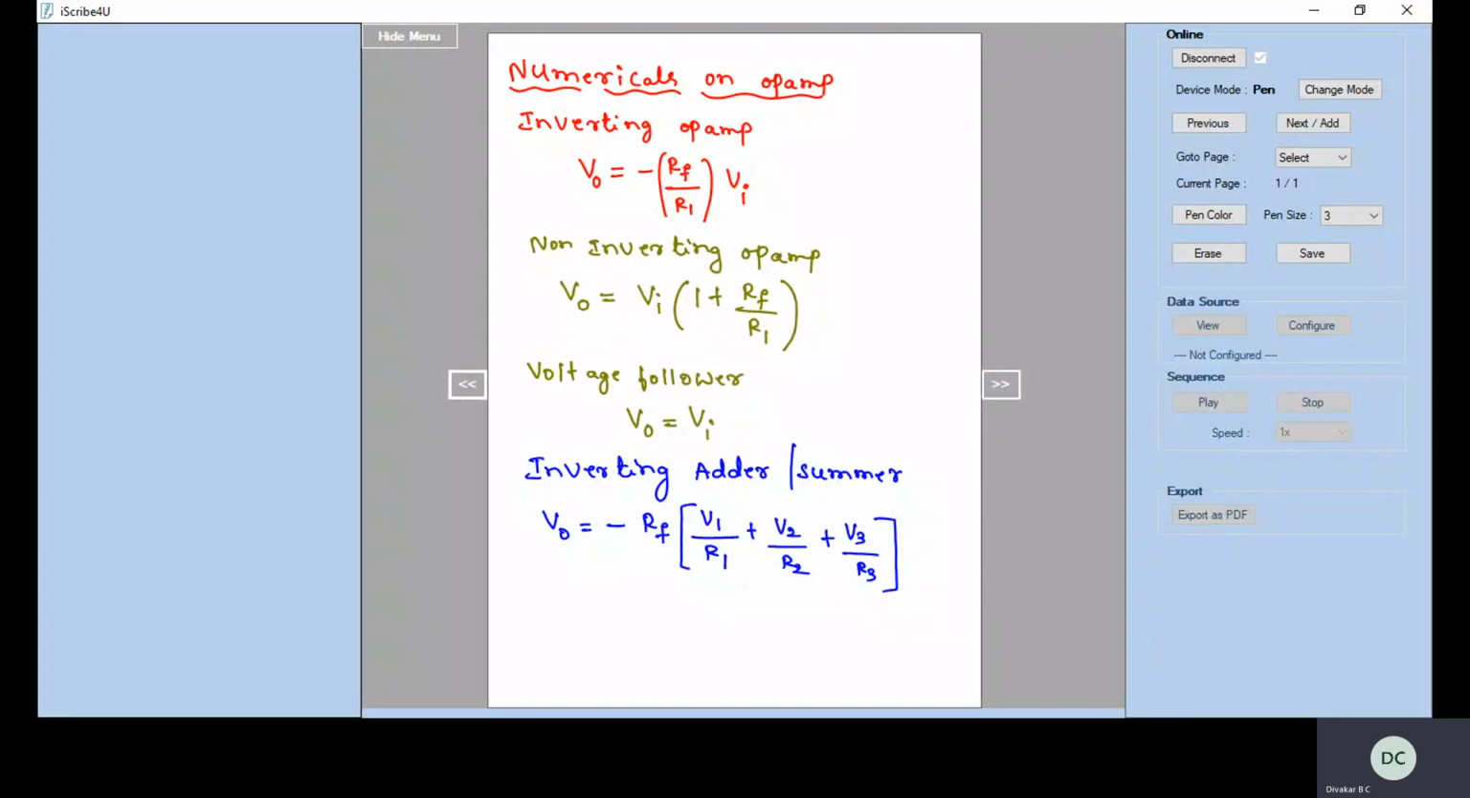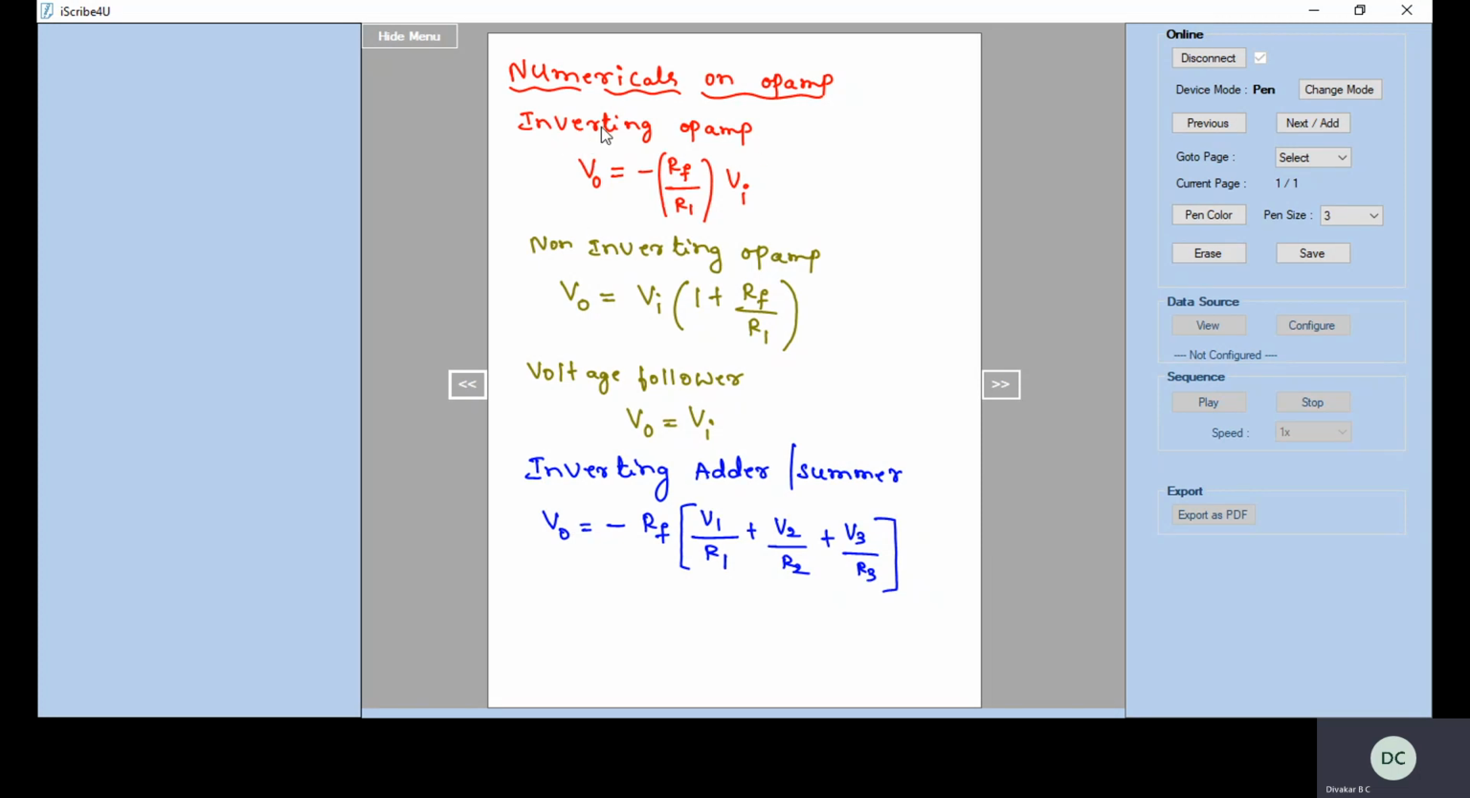Today's class, we will solve the numericals on operational amplifier. So as we have discussed, some of the applications of an operational amplifier are inverting operational amplifier, non-inverting operational amplifier, voltage follower, integrator, differentiator, subtractor, inverting adder or summer. So before solving the numericals, let us remember the formulas.